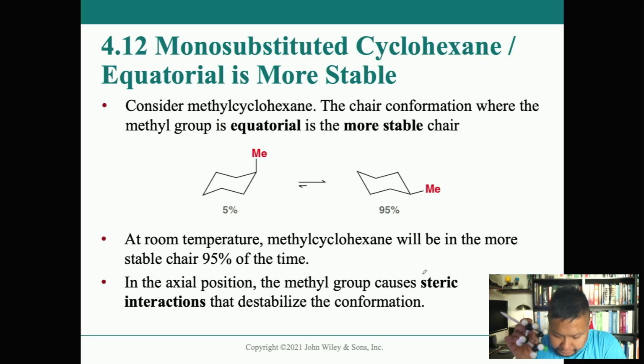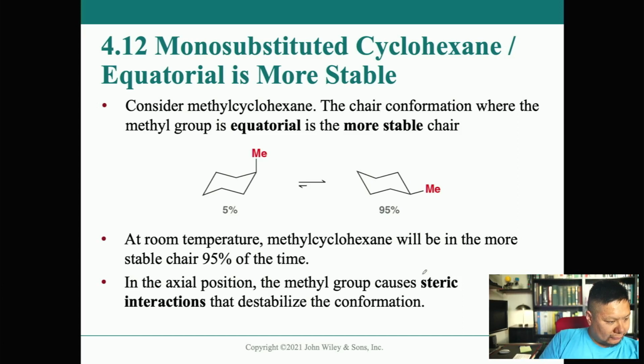Okay, monosubstituted cyclohexane. The point of this little ring conformation, ring flip thing that we just did is that when you have a methyl group there... I wonder if I have a methyl group already made somewhere. Yes, I do. I'll just steal it from my propane. We're not using propane. There we go. When you have a methyl group there, right?